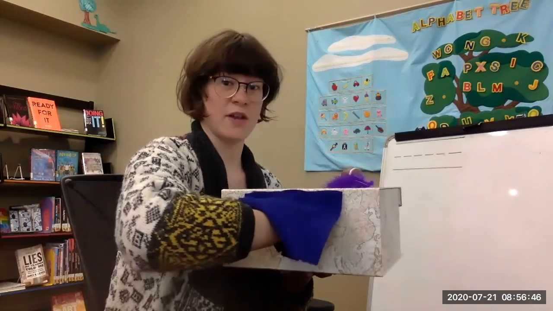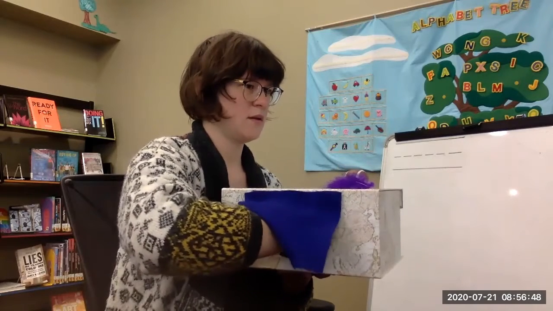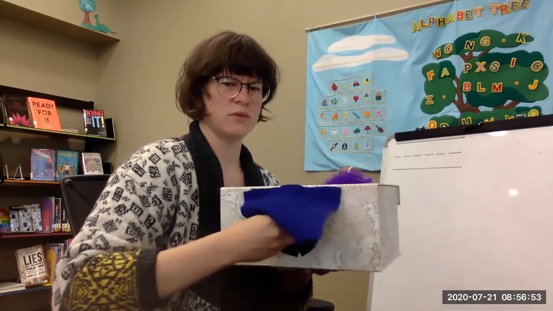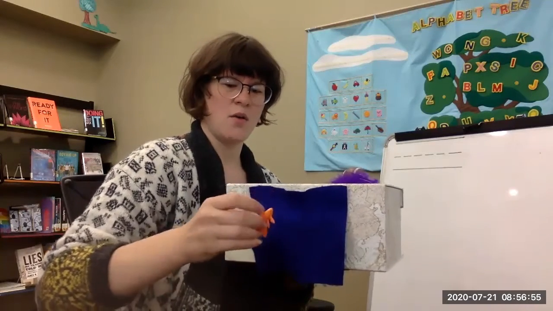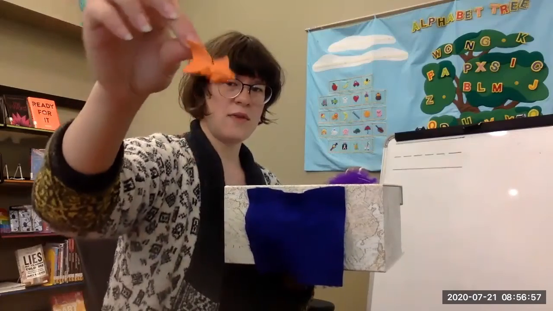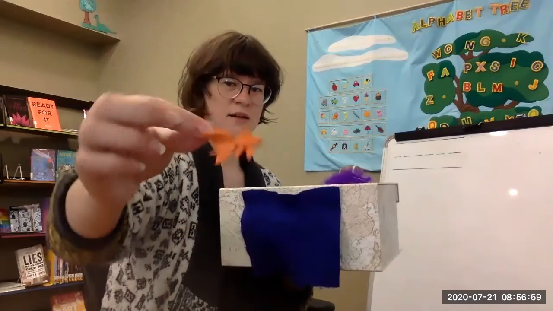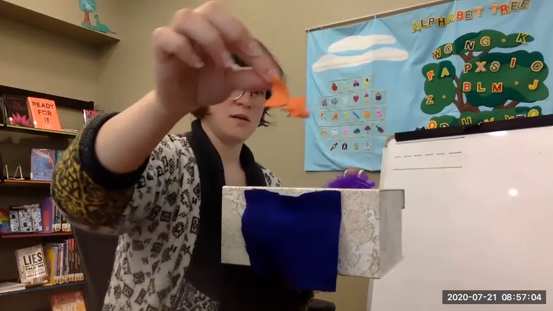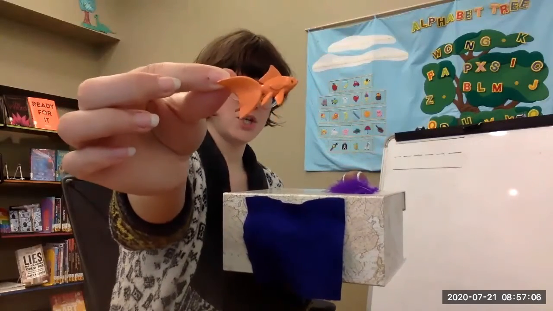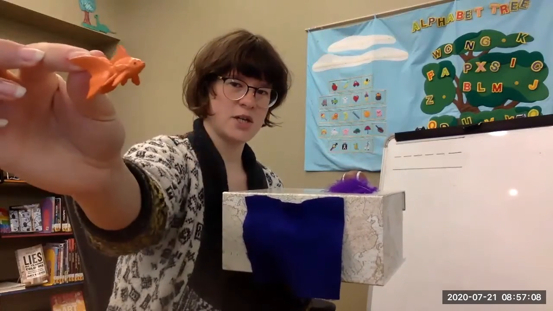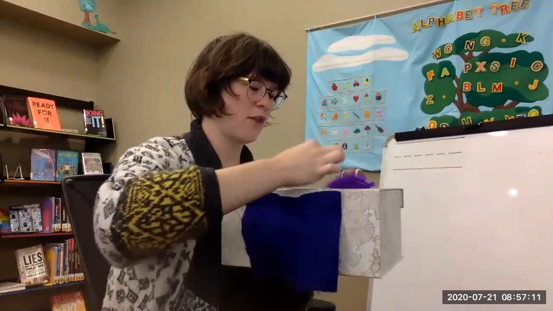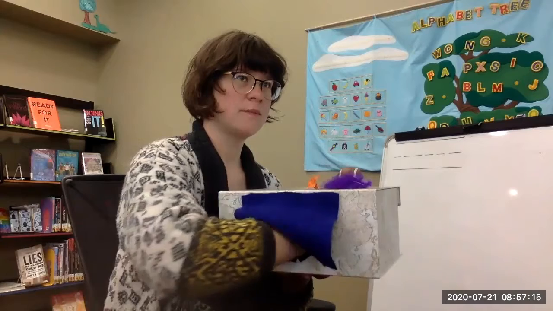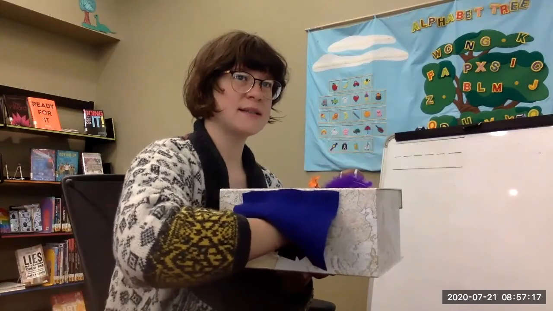Let's see what else we have in our mystery box. Oh, I found something. Are you ready to see what it is? Oh, what is this? Ooh, it's slippery. What is that? Do you know what that is? It's a fish. So we have a feather and a fish and a football.